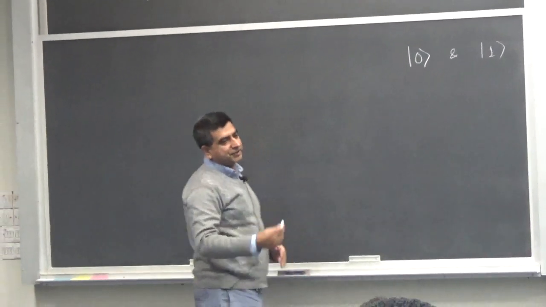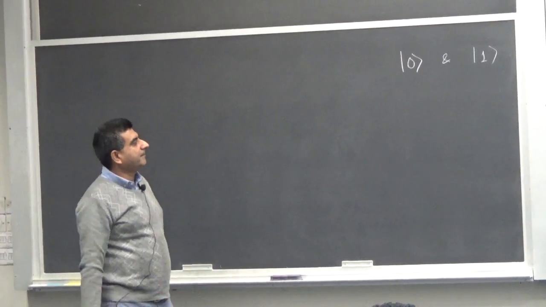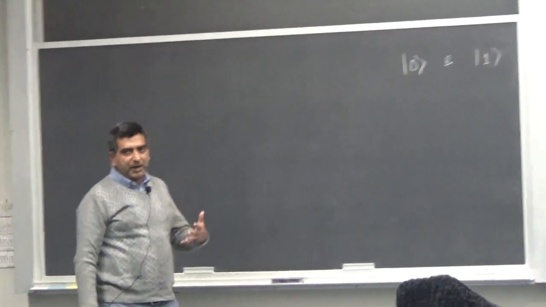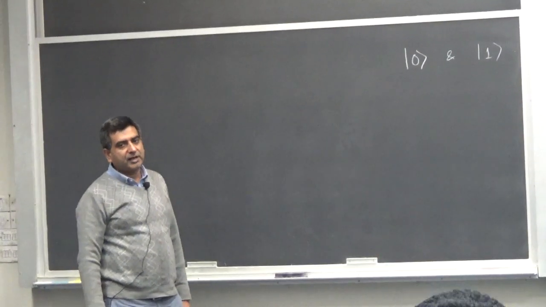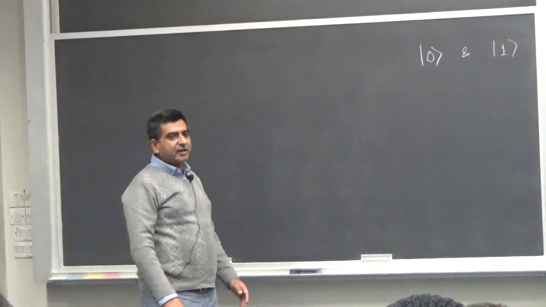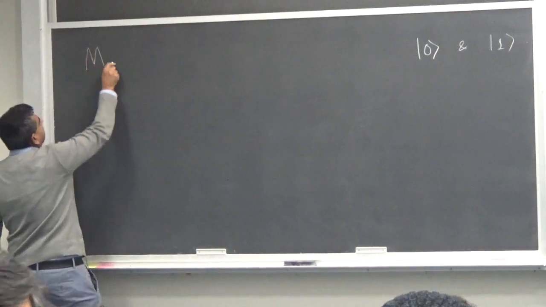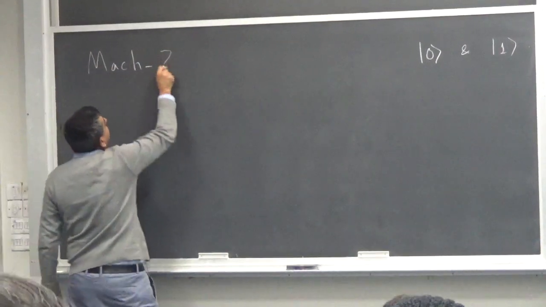And we started our discussion of having the path of a photon as our quantum degree of freedom. And we drew an interferometer. So let's start off by continuing with our discussion of the Mach-Zehnder interferometer.